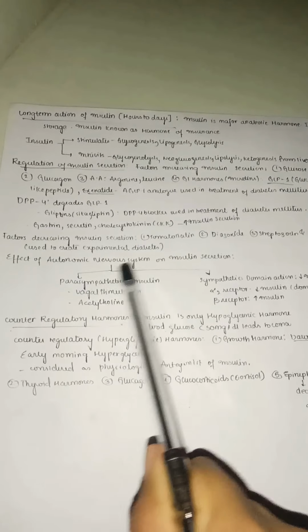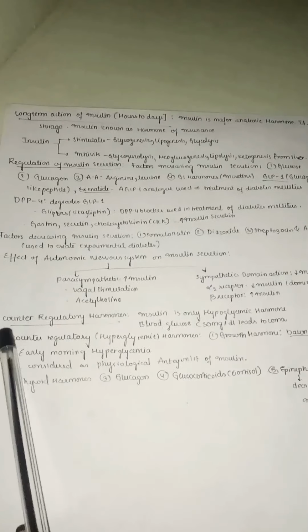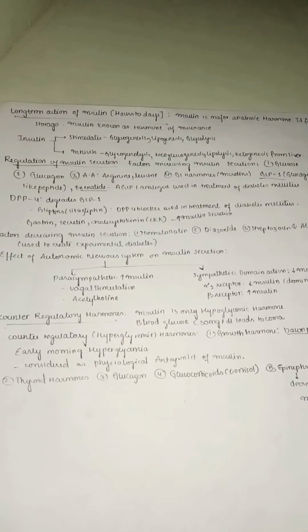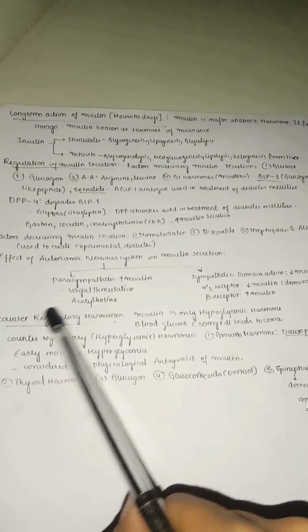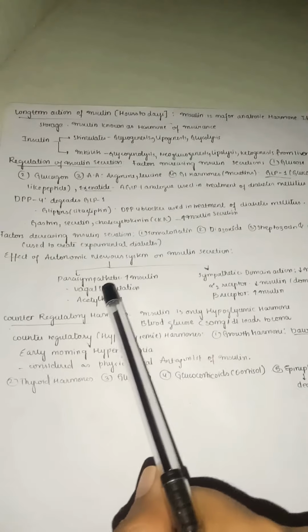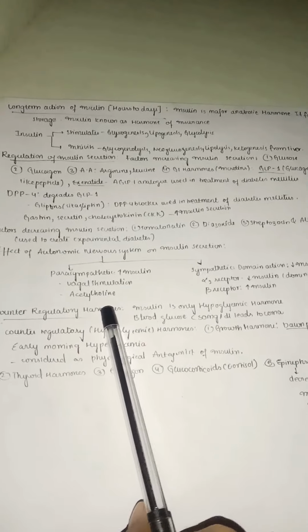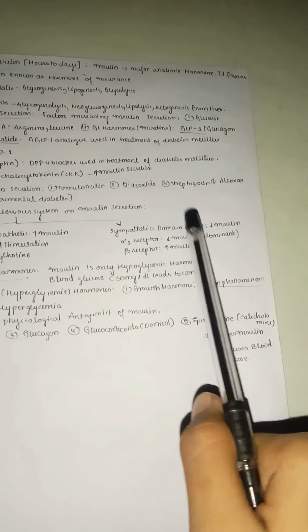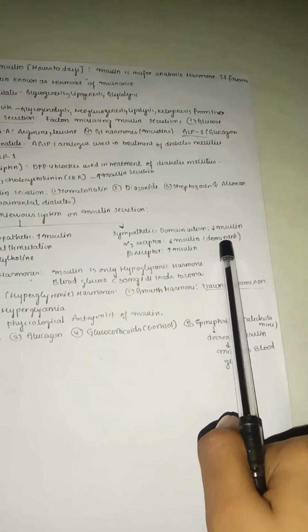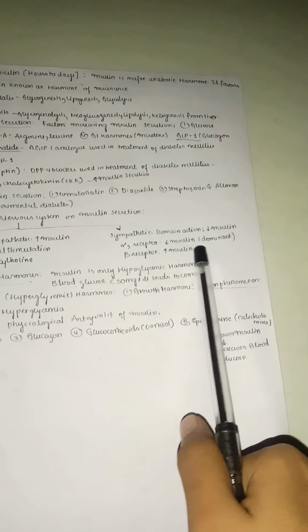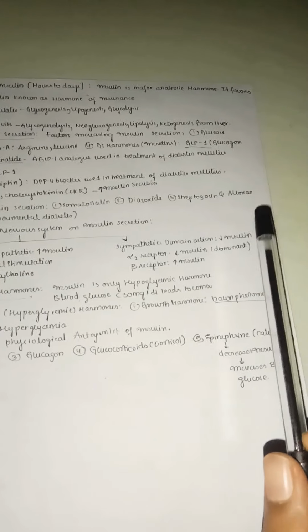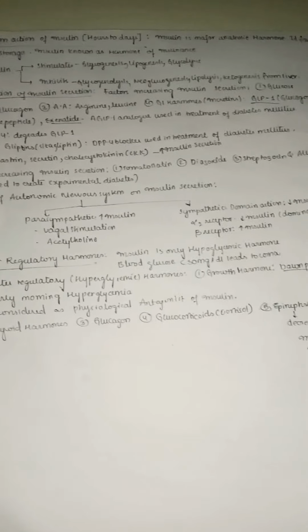Next, let us see the effect of the autonomic nervous system on insulin secretion. Mainly we know autonomic means parasympathetic and sympathetic. In parasympathetic, when you're in a peaceful condition, your insulin will increase, mainly by vagal stimulation or by acetylcholine. Whereas sympathetic, its dominant action is to decrease insulin by the alpha-2 receptor, whereas the beta receptor increases the insulin. This is important. In sympathetic, normally insulin will drop, dominantly through the alpha-2 receptor, but through the beta receptor it will increase. And next, let us see the counter-regulatory hormones.